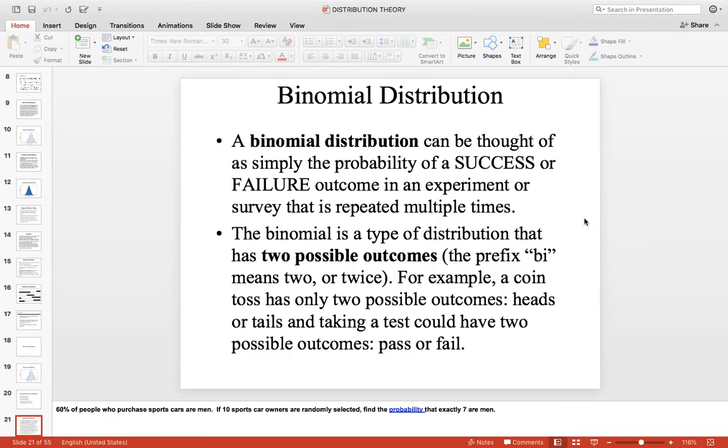What is a binomial distribution? A binomial distribution can be thought of as simply the probability of a success or failure outcome in an experiment or survey that is repeated multiple times. The binomial is a type of distribution that has 2 possible outcomes, and that is why you have the prefix bi, meaning 2 or twice. For example, tossing a coin has only 2 possible outcomes, heads or tails. And taking a test will only have 2 outcomes, a pass or a fail.